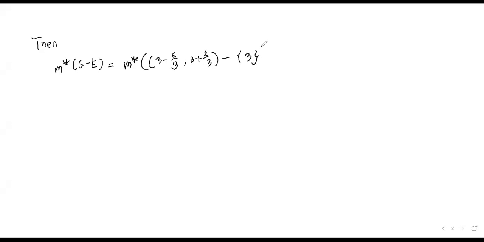Then, outer measure of G minus E. So, this is equal to outer measure of what is G. Ang G natin kanina ay yung (3 minus epsilon over 3, 3 plus epsilon over 3). Okay, so pinalitan lang natin yung G minus, ano yung E natin? Set containing 3. So, yan yung E natin.